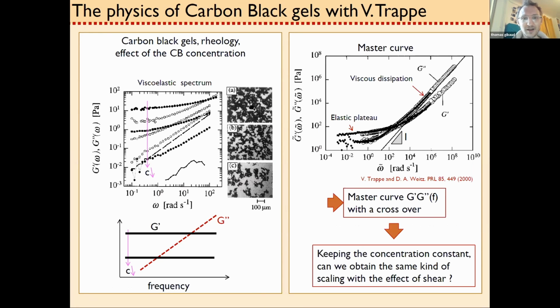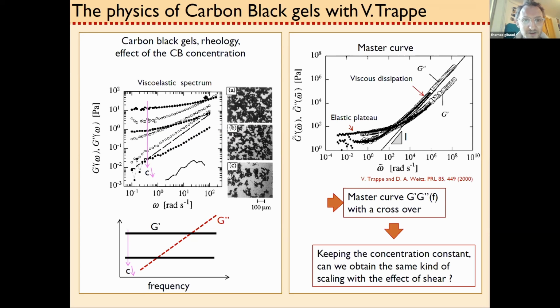So carbon black are sticky fractal colloids. When you put them in oil, they will aggregate and form this fractal gel. And the viscoelasticity properties of the gel are the following. So here you have G prime and G double prime as a function of the frequency. And here you have high concentration, low concentration. So at high concentration, you have a very elastic gel with an elastic plateau here.